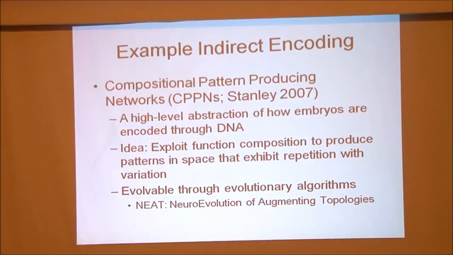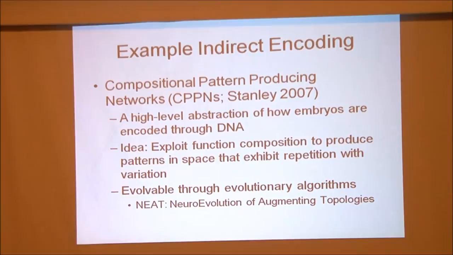And the idea is to exploit function composition to produce patterns that exhibit repetition and variation. So in other words, the hypothesis that's being advanced here is that function composition captures at a fundamental level some important property of what happens when DNA is translated into a phenotype. And even though function composition is such an abstract, very simple mathematical principle, compared to how DNA encodes a phenotype, we'll see that it actually can be exploited to yield results that at some level are analogous.